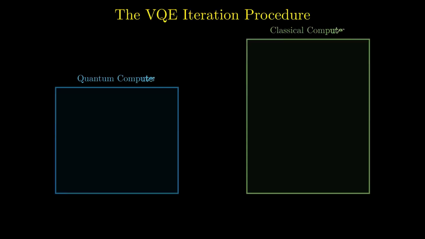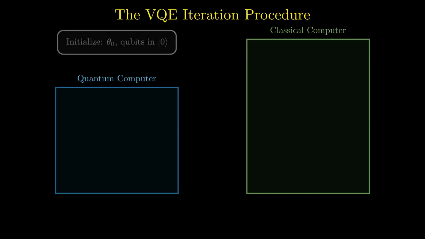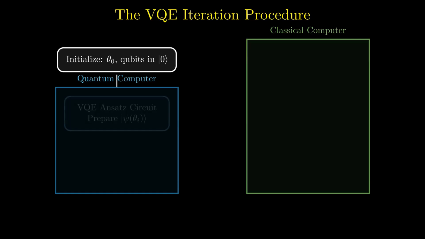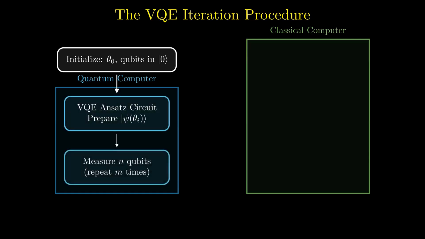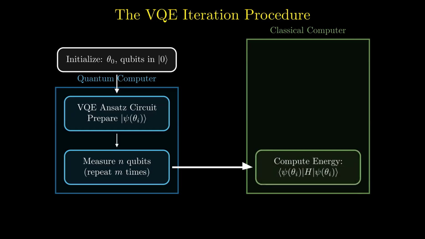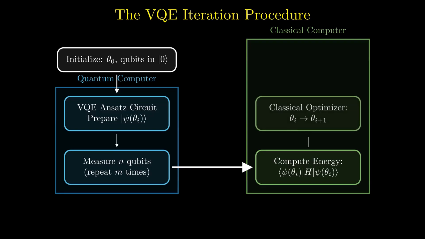Here's how VQE works in practice for solving max-cut. Design a parameterized quantum circuit that serves as the ansatz |ψ(θ)⟩. Start with all qubits in the ground state. Apply parameterized gates controlled by theta, run the circuit, and measure the qubits. Repeat M times to get statistics.